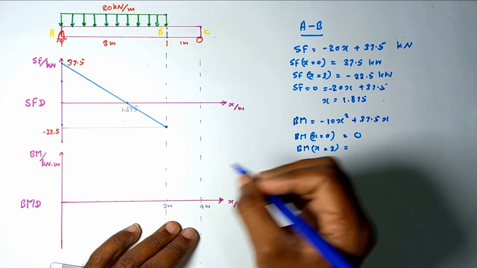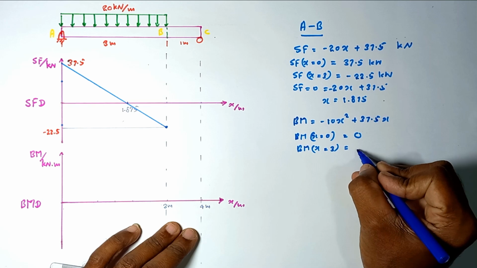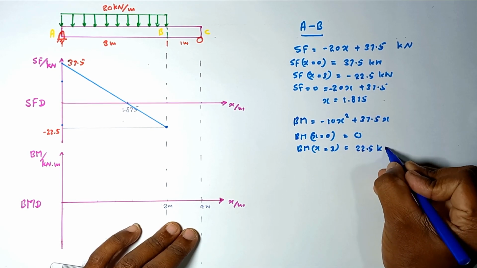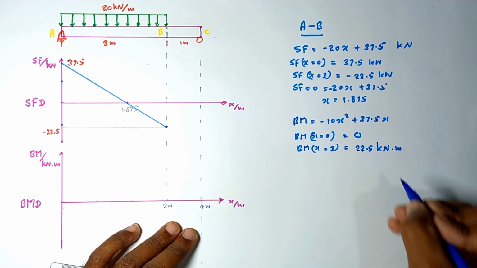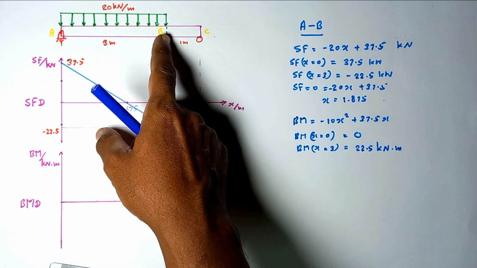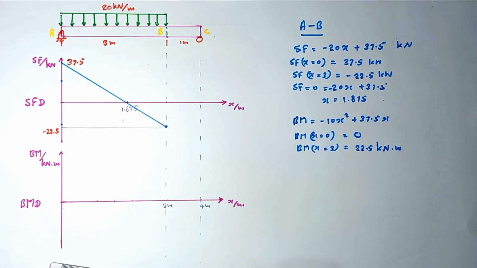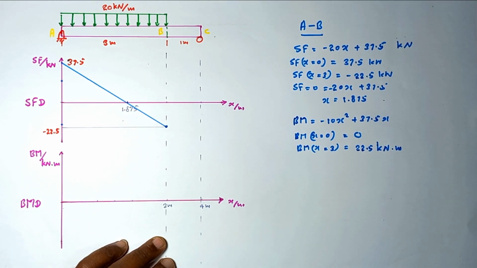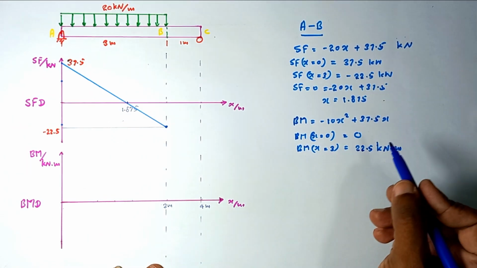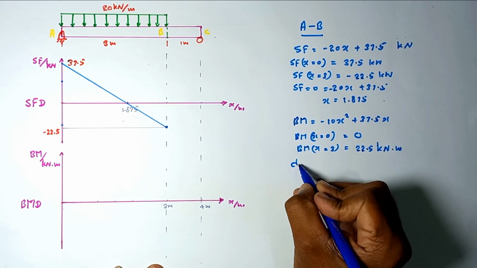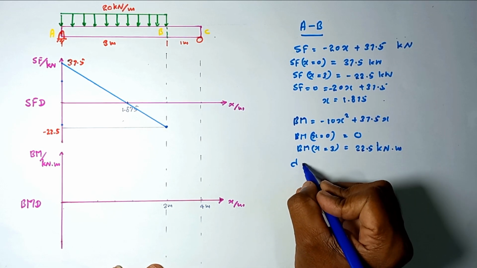I have already calculated that value. That is equal 22.5 kilonewton meter moment acting on this cross section of the beam. Okay, then here you can see the quadratic equation having the maximum. Where it is maximum? So where it is maximum, we can easily calculate that by taking the derivative.